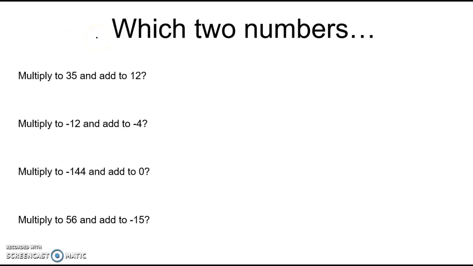So you need to know what numbers multiply to 35. So 1 and 35, 7 and 5, and I think that's it. So which one of these is going to add to 12? Well, it's 7 and 5.